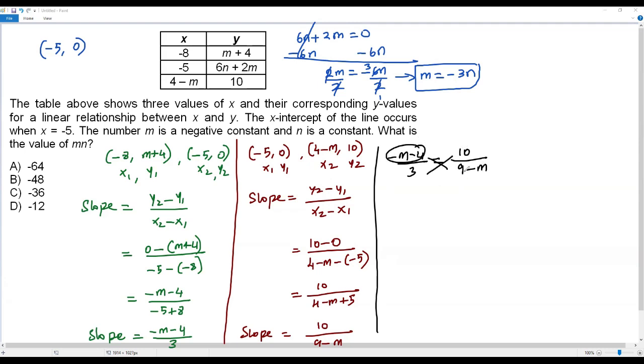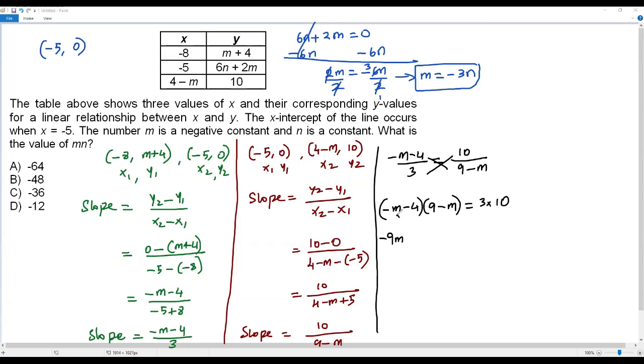That is, the numerator over here has to be multiplied by this denominator, and this numerator has to be multiplied by this denominator. Then I'm getting (negative m, negative 4) times (9 minus m) equals 3 times 10. Now we can multiply these two binomials using the FOIL method. That is, we can multiply the first terms over here. Negative m times 9 will be negative 9m.